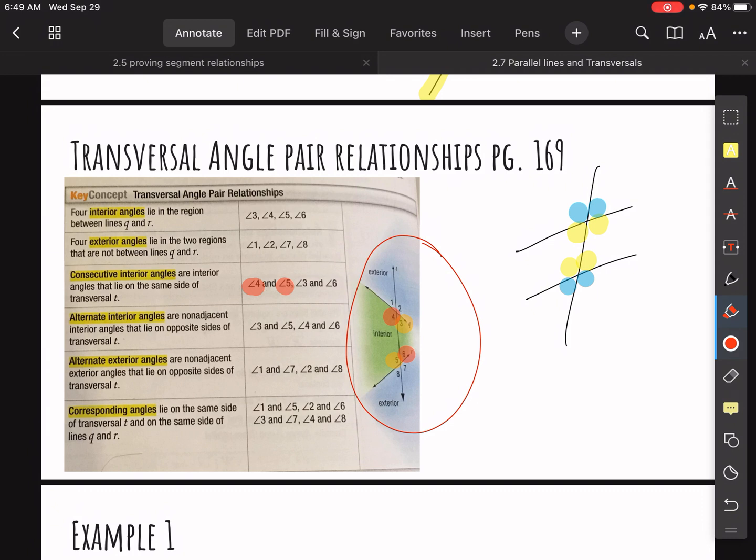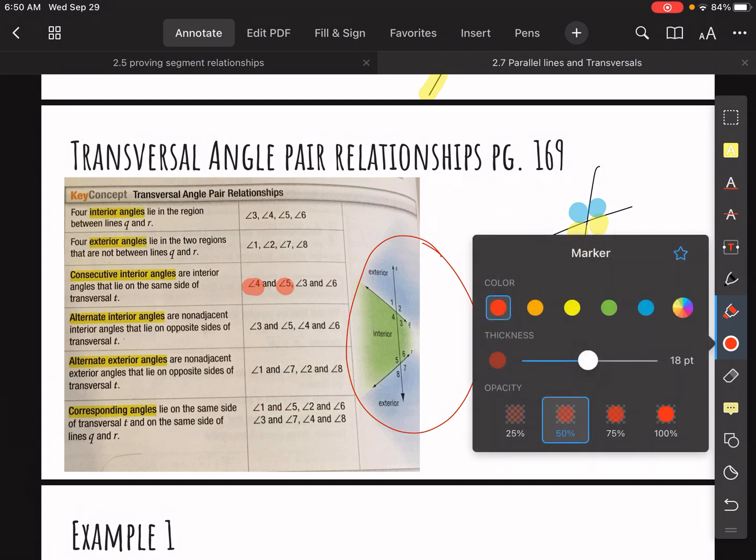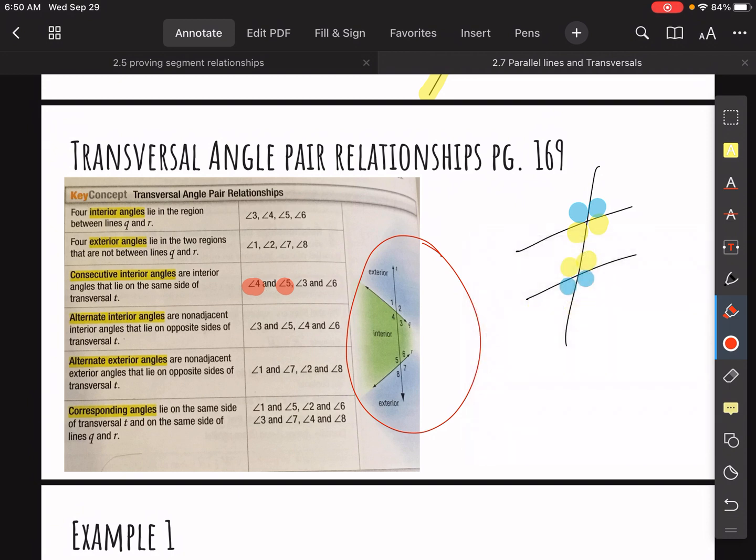Then we have alternate exterior. Alternate exterior angles are non-adjacent exterior angles that lie on opposite sides of the transversal. So these are on the outside. The exterior tells you it's on the outside of the two lines, right? So for this one here, we would have 2 and 8. We would also have 1 and 7. Okay, those are alternate exterior angles.